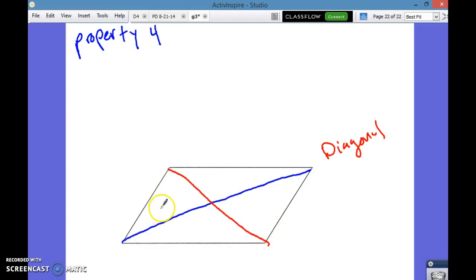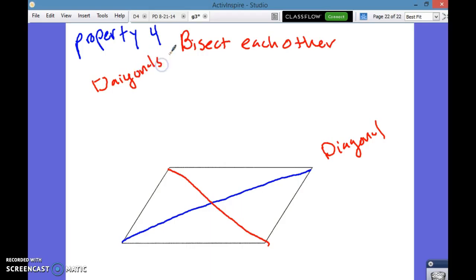Again, a diagonal connects non-adjacent vertices. This has to do with property 4. The diagonals of a parallelogram bisect each other, only in a parallelogram. What I mean by bisect is it splits them into two equal pieces. And it'll be the same for both diagonals.